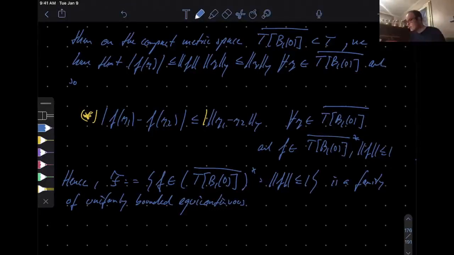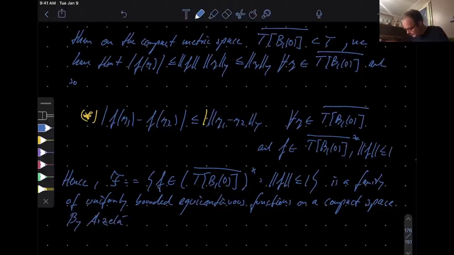Okay, so it's a family of uniformly bounded equicontinuous functions on a compact space, namely the closure of the image of the unit ball under T, right? Ascoli. If you don't remember this one, have a look in your metric space module, or equivalently in the first section of our lecture notes. I reviewed it there. We will need it again later on.